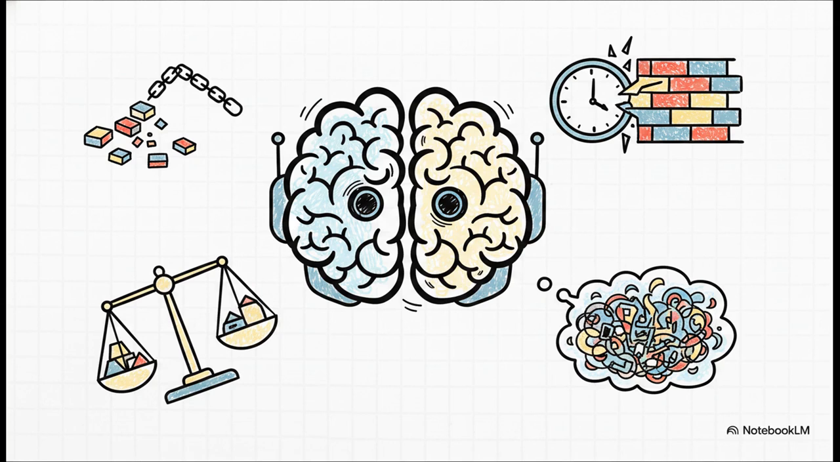Number 1, data dependency. If the training data is incomplete or flawed, the output is going to suffer. Number 2, knowledge cutoff. Models don't automatically know what happened in the news yesterday. They only know the world up until the specific date their training ended.